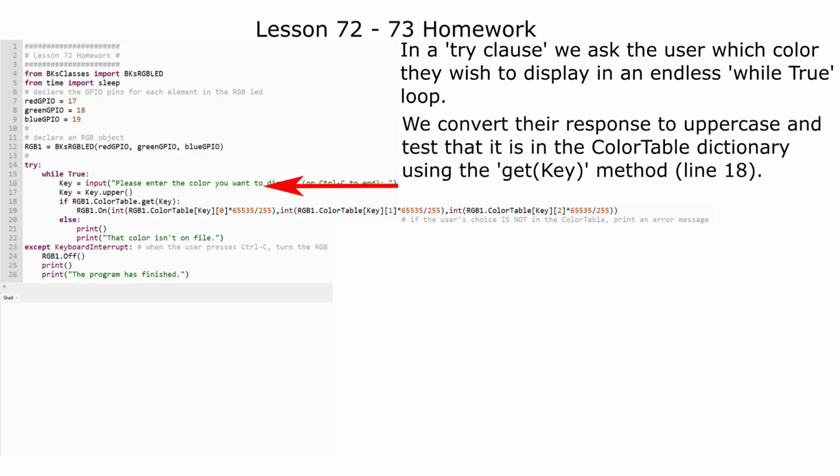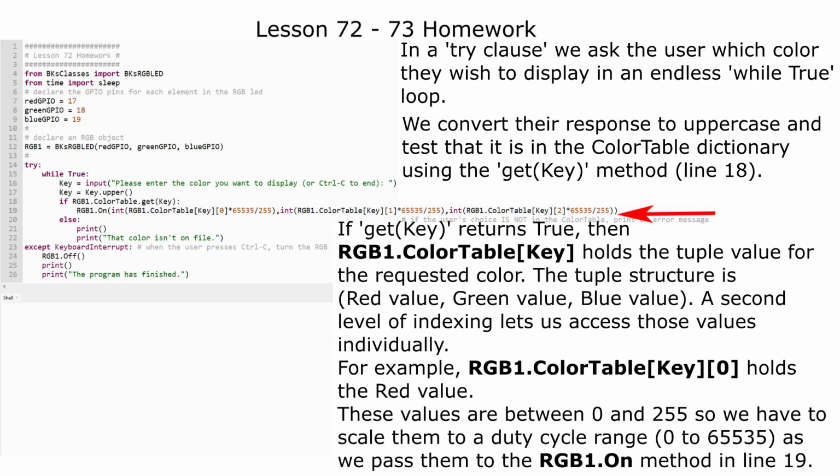We convert their response to uppercase and test that it is in the color table dictionary using the getKey method. If getKey returns true, then RGB1 color table of key holds the tuple value for the requested color. The tuple structure is red value, green value, blue value. A second level of indexing lets us access those values individually. For example, RGB1 color table of key, 0 holds the red value.